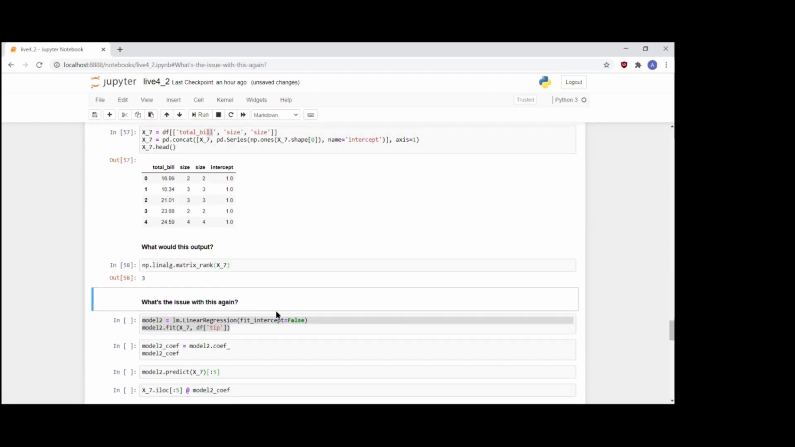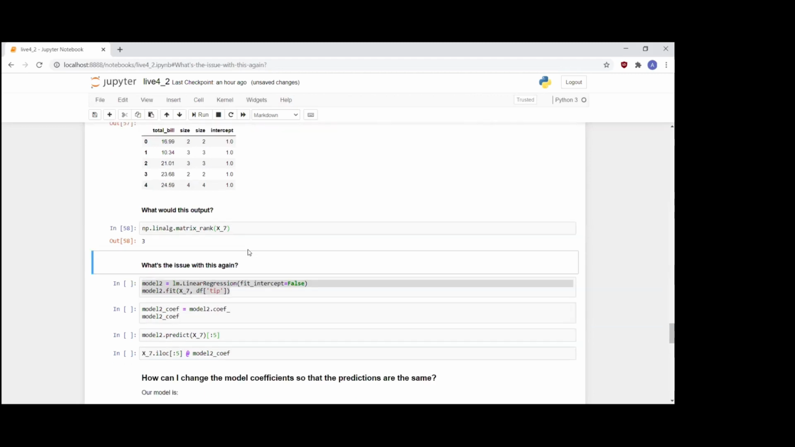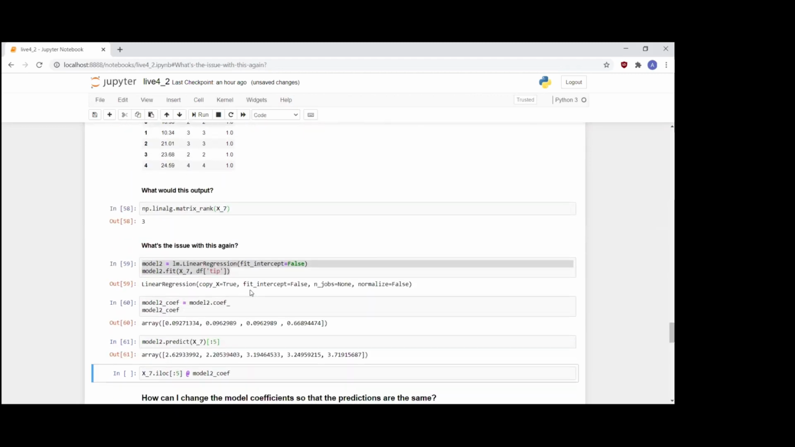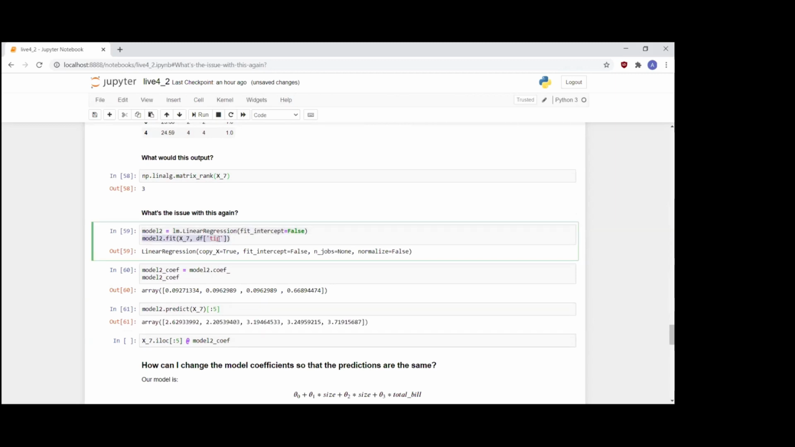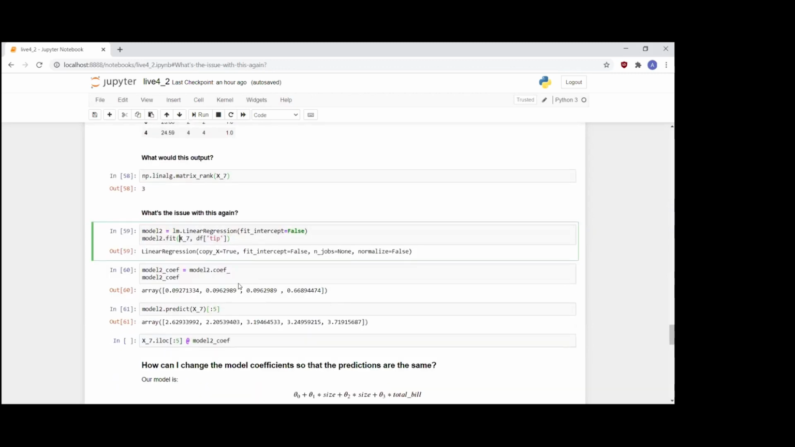And again, the issue is that if it's not full column rank, then you can't invert X transpose X and find a unique solution to least squares. So one thing we can do is fit a model, because scikit-learn's linear regression is flexible for these situations. I can still fit a model and find some coefficients. It'll just optimize it behind the scenes.